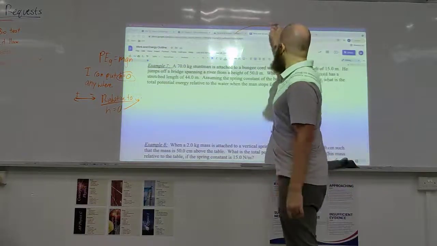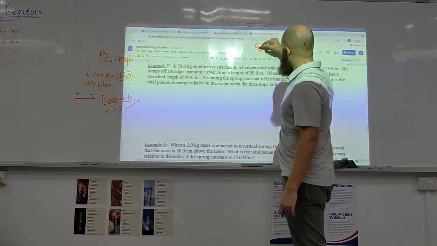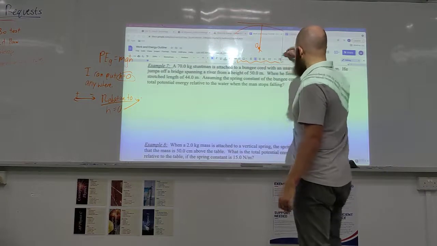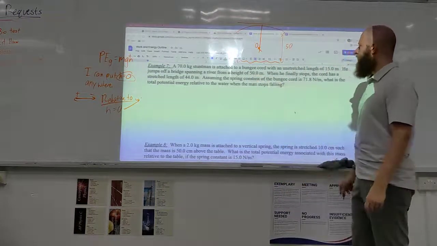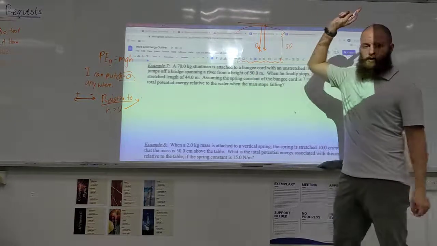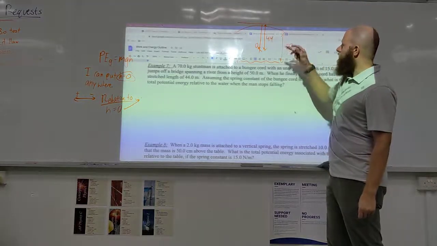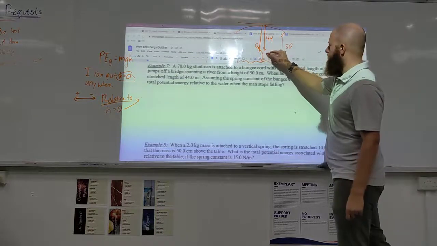So I got a bridge, so this is the guy, so he'll be here, okay, and then he's attached here. Now the water is here, so this distance here is 50, correct? It's from a height of 50. But this distance here is only what? Yeah, that distance is just 44. So this distance is actually 6 meters.